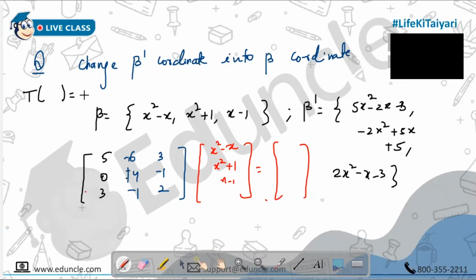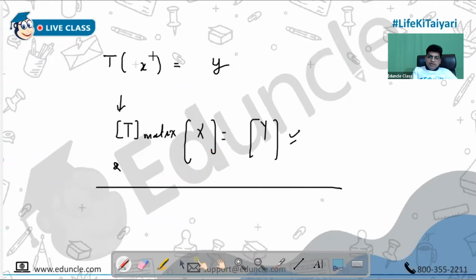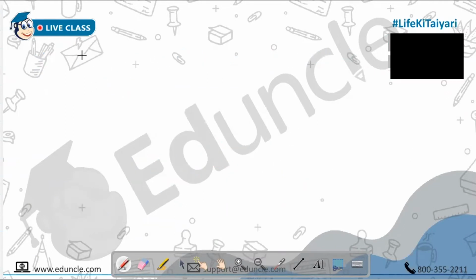Yes, yes, who will speak? Sir. Yes, I think they have asked to transform the beta dash coordinates in terms of beta. So we can take each element from beta dash and write it as a linear combination of beta. You are saying take all these elements from beta dash and write them in terms of beta. Yes or no?